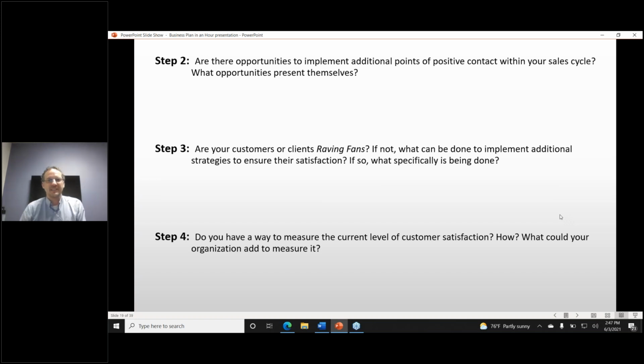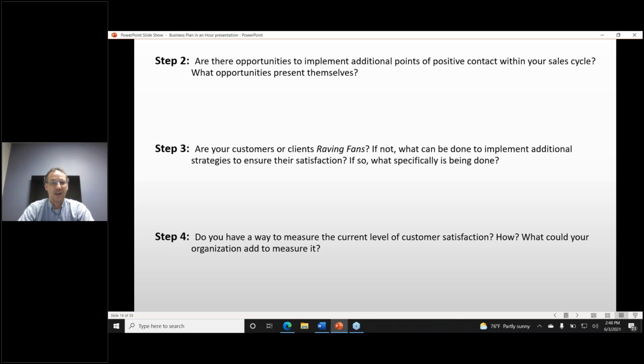Are there opportunities to implement additional points of positive contact within your sales cycle? What opportunities present themselves? So I just had a phone call. I took an application. That was step 1. I pulled their credit report. That triggered step 2A. Send a letter out to them thanking them for considering you, asking them for referrals. There's opportunities everywhere within the sales process if you know what it is start to finish.